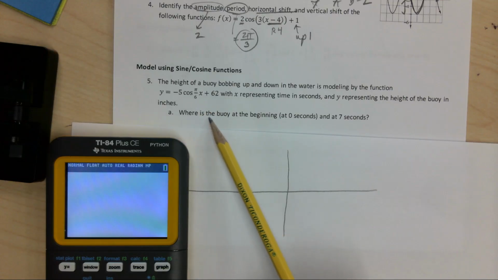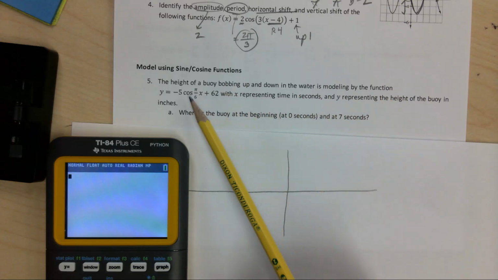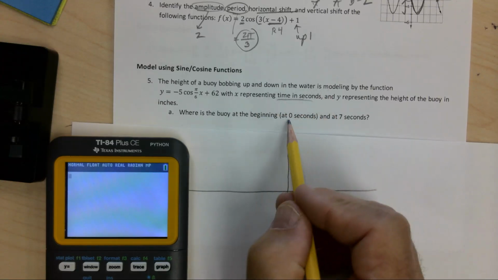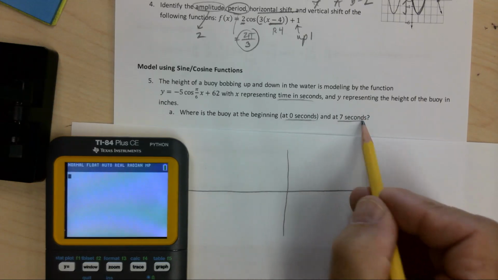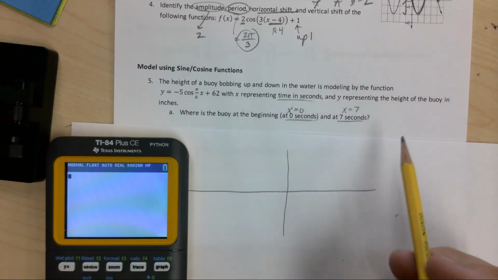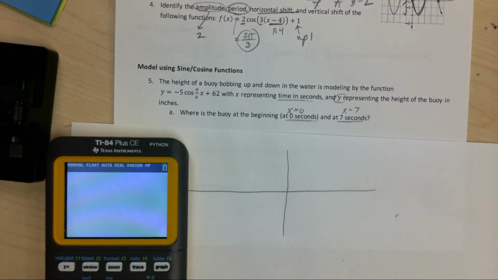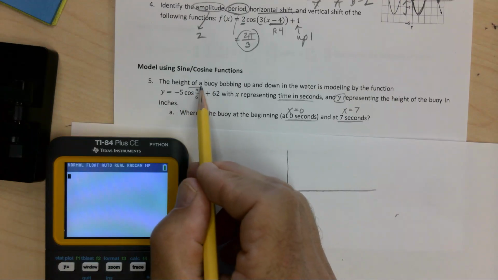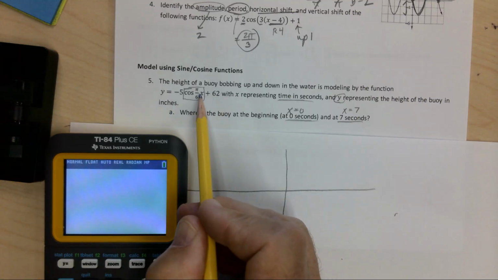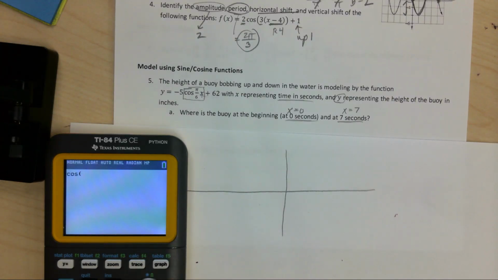So it says the height of a buoy bobbing up and down in the water is modeled by this sinusoid, with x representing time in seconds. Notice they're giving us 0 seconds and 7 seconds. So they're just saying, let x equal 0 and let x equal 7 and find y, that's the height. So let's plug it in. This should be pretty easy because what's anything times 0? 0. So we're going to find cosine of 0.